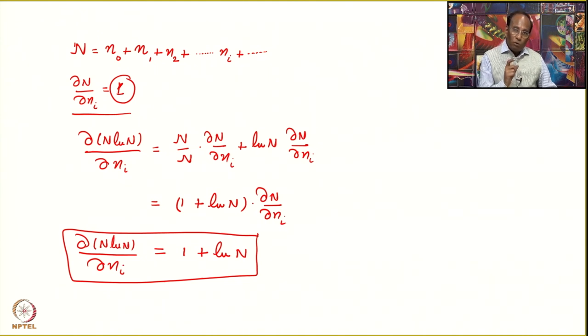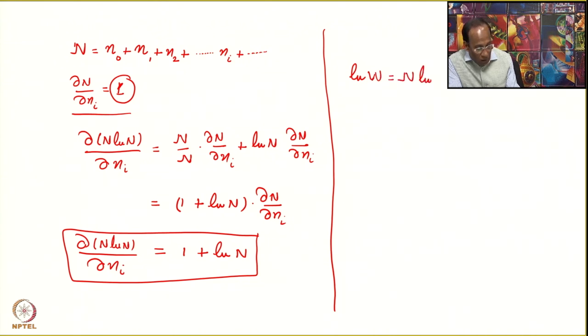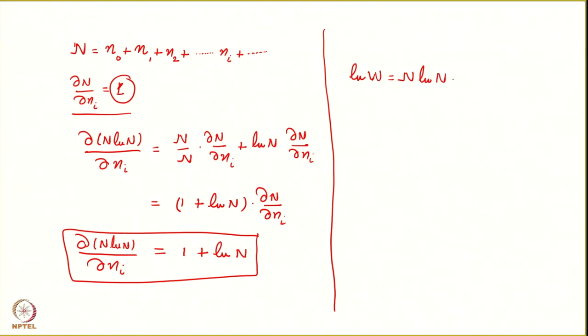Now we need to work on the second part. And what was that second part? Let us recall. Log W was equal to N log N minus summation i Ni log Ni. We have worked on the derivative of this. Now let us work on the derivative of this.